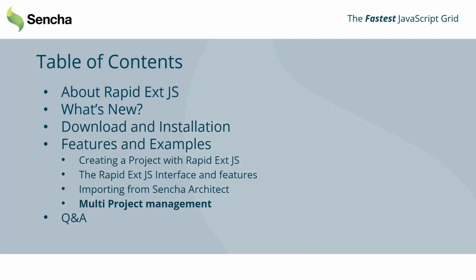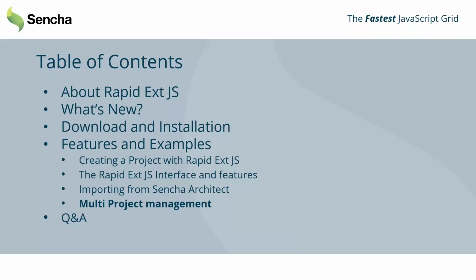What we will be doing is learning a little bit about Rapid Ext JS, like I said before. We will also look at what's new in the latest version. We will learn how to download and install the Rapid Ext JS VS Code extension. We will also take a look at different features and examples. For example, I'm going to show you how to create a project with Rapid Ext JS.